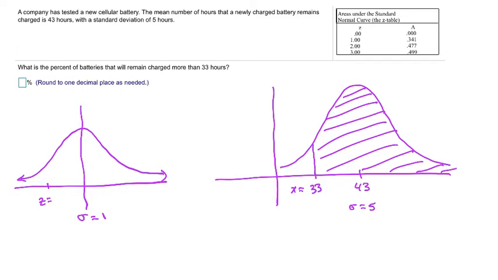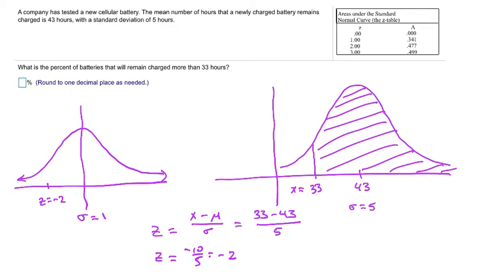Well, for that, we have our formula that z is going to be equal to x minus our mean divided by our standard deviation. And so in this case, we have our x value of 33, our mean is 43, and the standard deviation for our non-standard distribution is going to be 5. And so this actually gives us a z value of negative 10 over 5, or a z value of negative 2. And so over here on our standard normal distribution, we have a z value of negative 2.